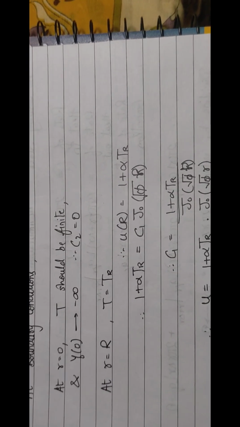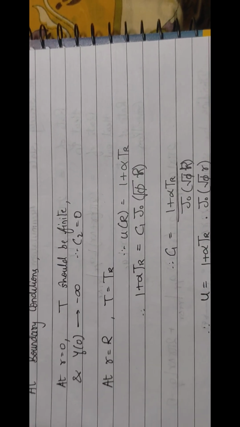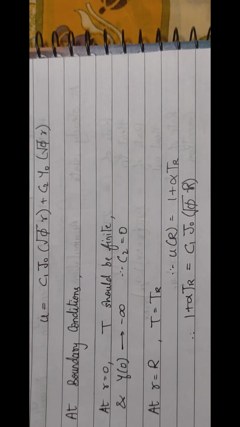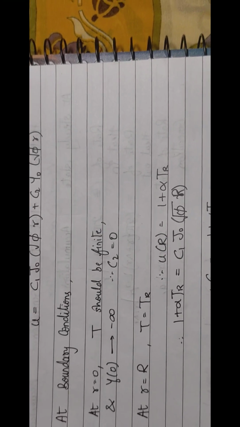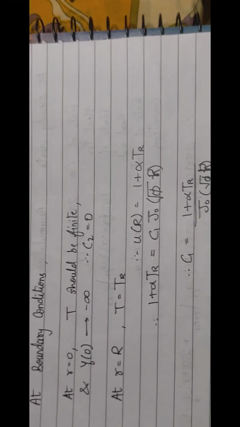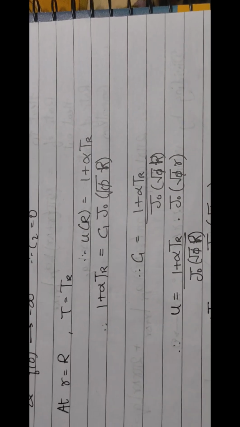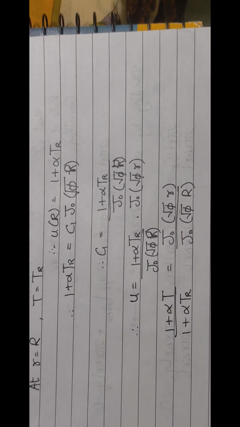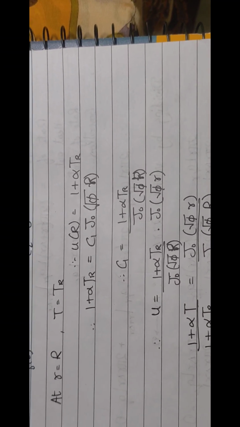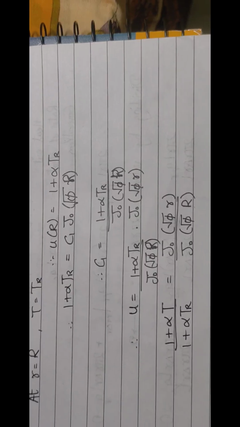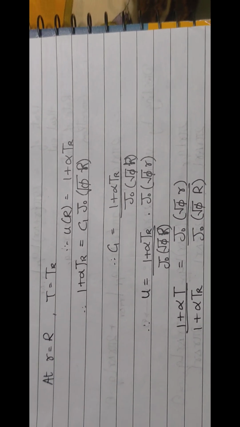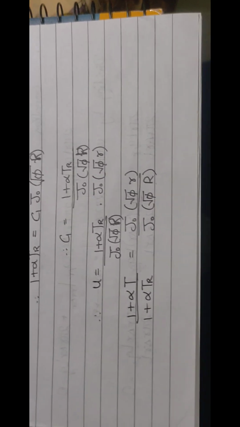at R is equal to 0, temperature should be finite, because in the wire itself the temperature will have some finite value, so Y0 cannot tend to minus infinity, so C2 has to be 0. At R is equal to R, temperature is equal to TR, as we had seen in the question, it is given. So upon substituting U of R is equal to 1 plus alpha TR at radius R, that is the outer surface, and upon solving and substituting again, we get the final result which was required.